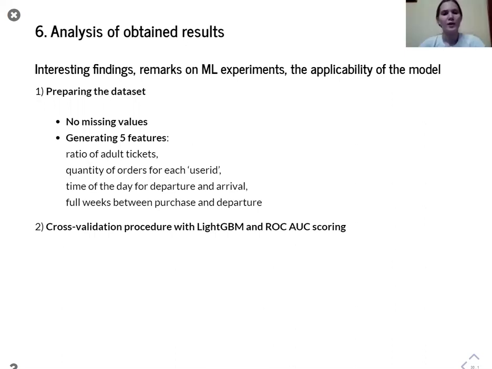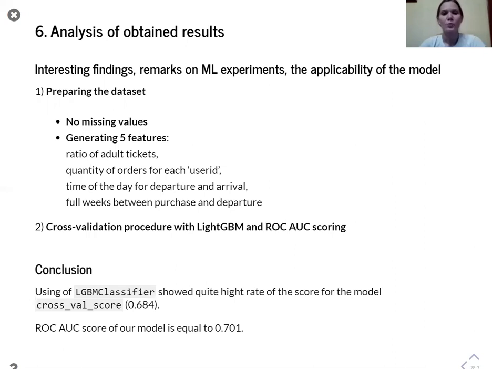For our model, we applied the LightGBM classifier. We used ROC-AUC scoring because we are dealing with imbalanced data, and using the LGBM classifier showed quite a high score for the model. Cross-val score equals 0.68. ROC-AUC score of our model is equal to 0.7.